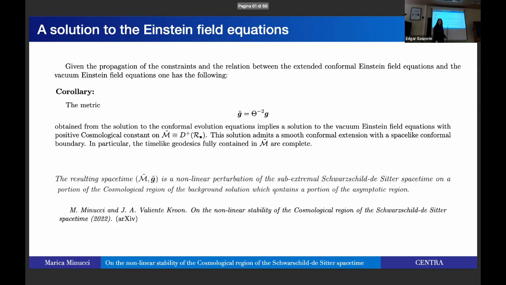And what we're saying here in particular is that there's a region of space-time, M tilde G tilde, which is a nonlinear perturbation of the sub-extremal Schwarzschild-de Sitter space-time, or a portion of the cosmological region of the background solution, which contains a portion of the asymptotic region. And so this is the paper.